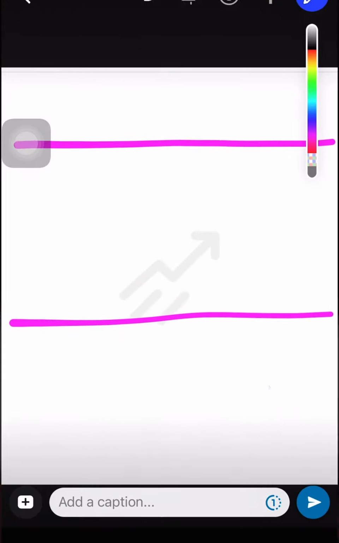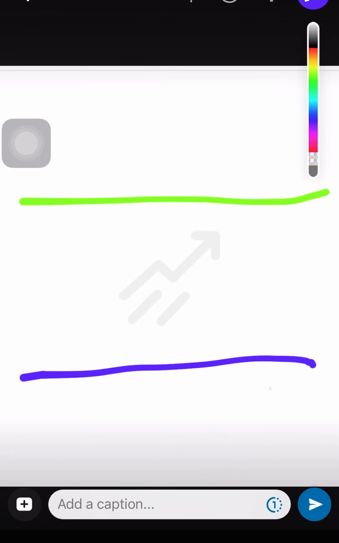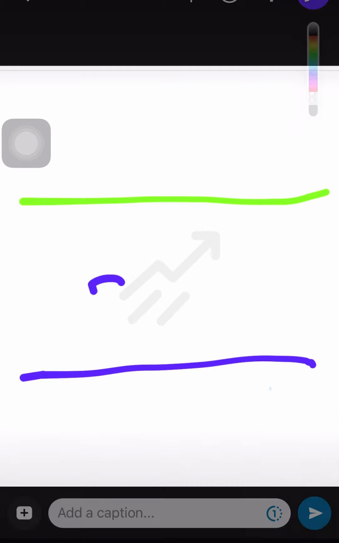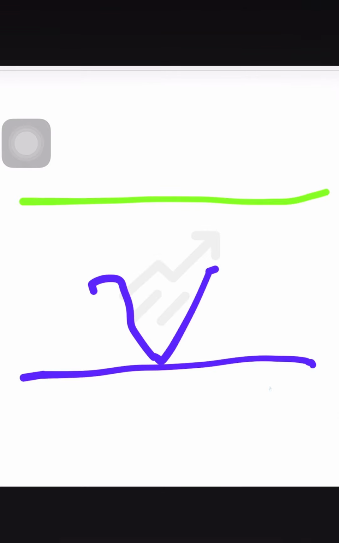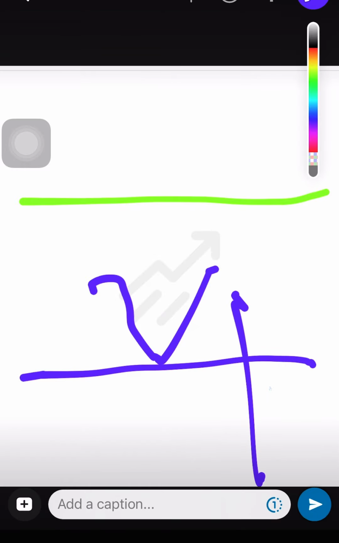Let me give you an illustration at this area. Let's say this is your resistance, this is your support. Anytime price gets to support or resistance, there are two things that can happen: price is going to bounce from that line, or price is going to break that line. Let's say price will bounce, or price will get there and break that line. You get it? So how are you going to know that price is going to bounce?